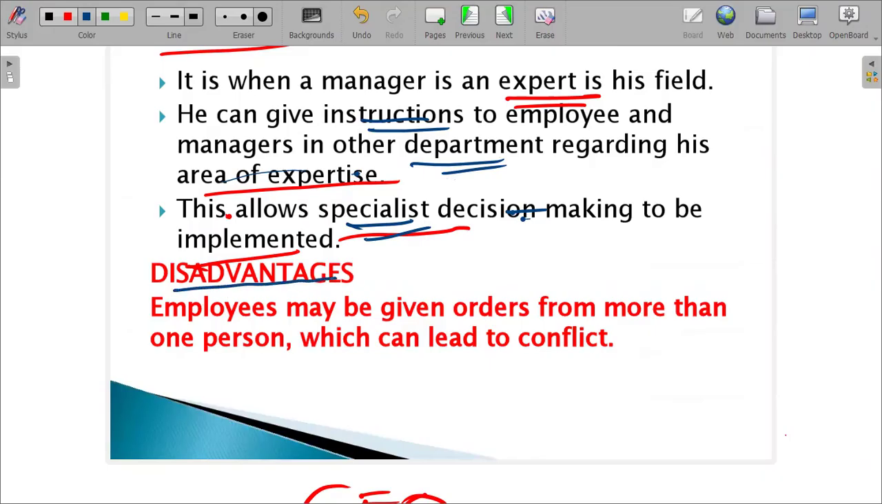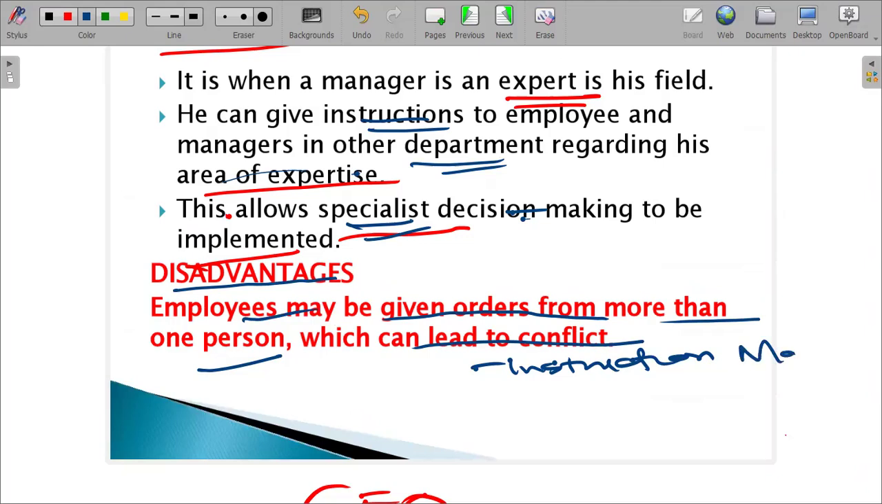So what about the disadvantages of this type of organization? You can find that employees may be given orders from more than one person, which can lead to conflict. They can receive instructions from the manager in their department, and also from another manager who is maybe an expert in his field regarding a certain expertise. So they will receive orders from more than one person. That might also lead to conflict.